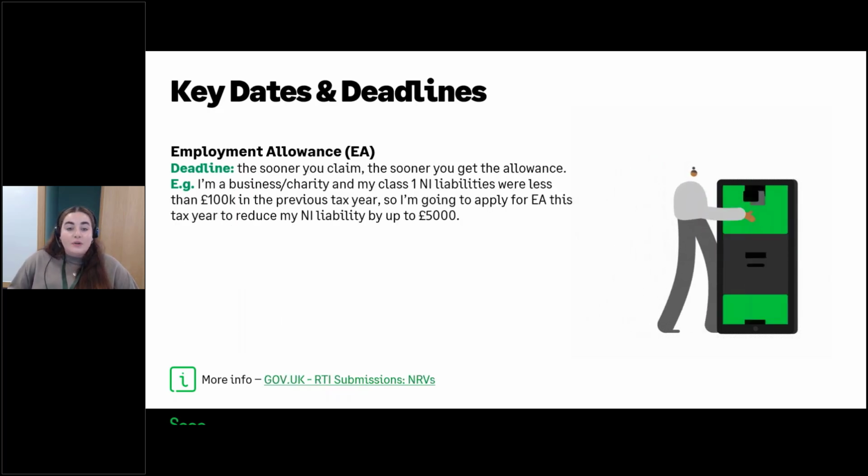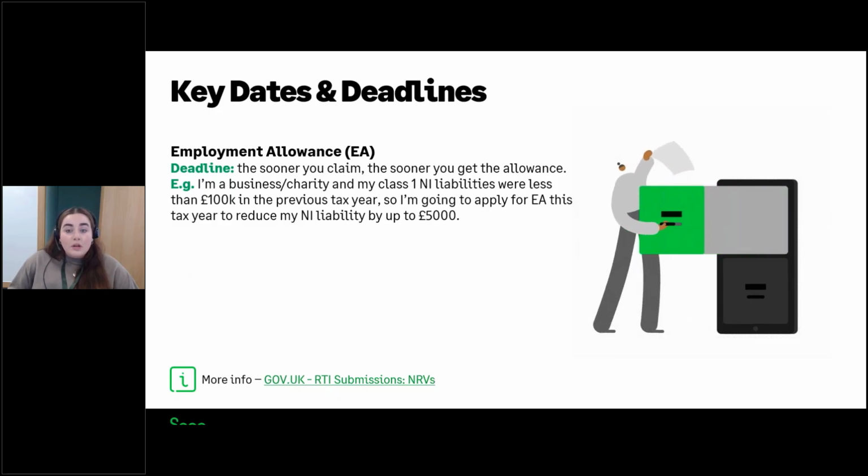And then last for you to recap as well. So the application for employment allowance, this is a once a year thing, but the sooner that you apply for this in the tax year, the sooner that you'll get the allowance. So if I was a business or charity and my Class 1 national insurance liabilities were less than £100,000 in the previous tax year to what I'm applying in, I could apply for employment allowance this tax year to reduce my national insurance liability by up to £5,000. So no deadline really, you can claim it any time during the year, but the sooner you claim it, the sooner you get the allowance.